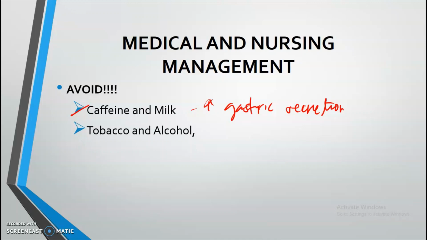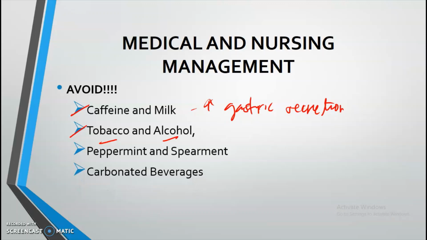Another one is tobacco and alcohol. As we already know, two of the associated factors of gastroesophageal reflux are the use of tobacco and the consumption of alcohol. Aside from that, avoid also peppermint and spearmint. It's the same principle here. It will actually increase the secretion of the gastric content. Plus carbonated beverages. Take note that carbonated beverages contain acid, and the problem already is acid reflux. So once you drink carbonated beverages, it will still increase the secretion of these acids, causing more regurgitation.